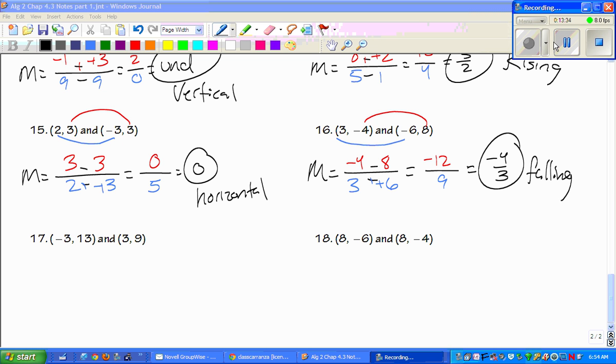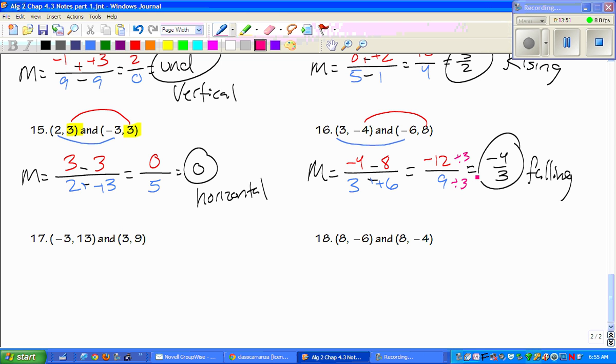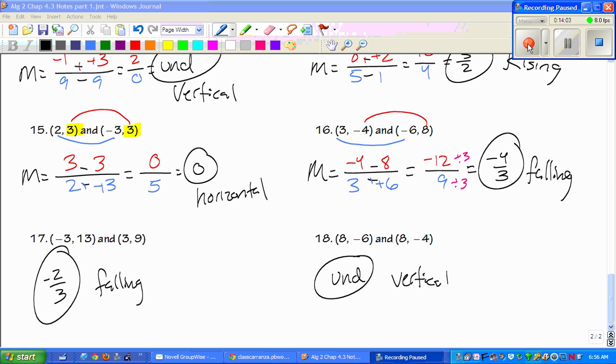Okay, and those should have been your 2 answers. 15, we had the same y number, so we got 0 on the top, which is a horizontal line. For 16, you get negative 12 over 9. That reduces if you divide both the top and bottom by 3. And since it's a negative slope, it's falling. Okay, 17 and 18, all you. Good luck. All right, and those should have been your 2 answers.